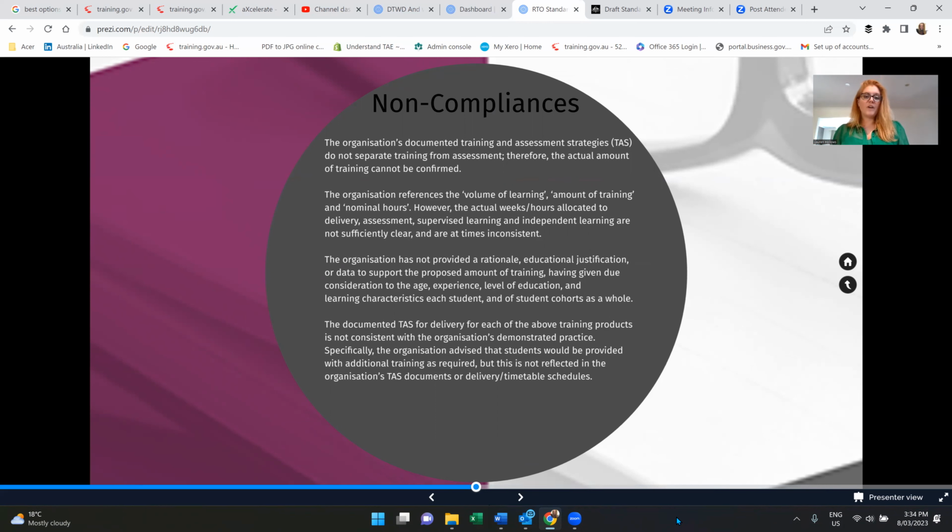The organization has not provided a rationale, educational justification, or data to support the proposed amount of training. So for example, you're delivering a Cert 3 in hospitality. That's not the apprenticeship, that's the traineeship. You're saying that you're going to deliver it over 3 months to a group of 18-year-olds with, you know, maybe a couple, you know, maybe some experience in the hospitality industry. Okay, how have you come to the rationale that that's appropriate, right?